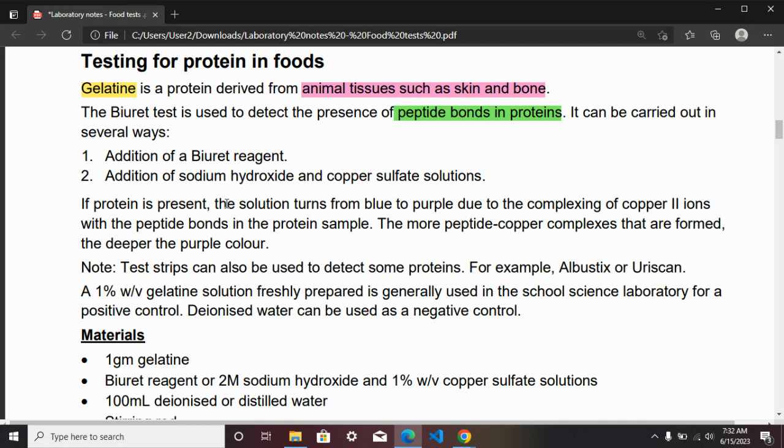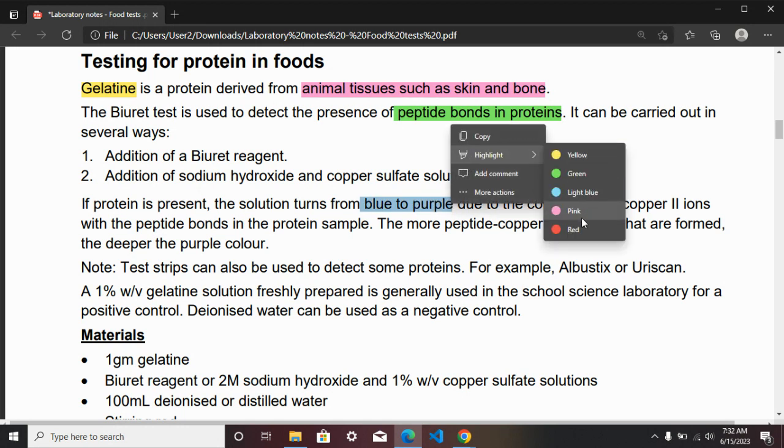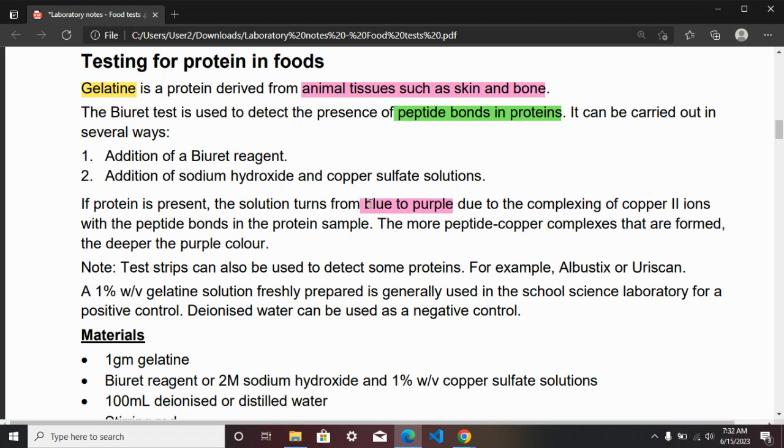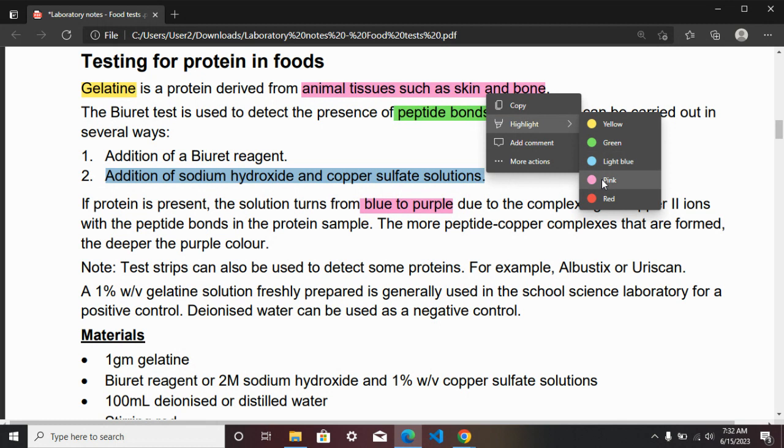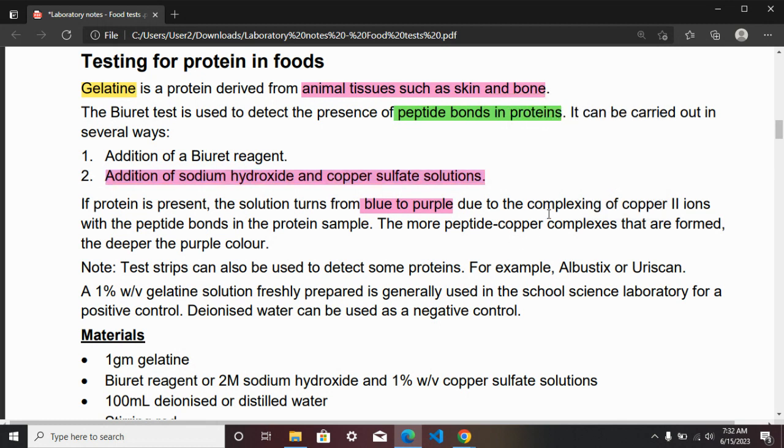So if protein is present, the solution turns from blue to purple. The solution that we added in the container where we are testing will turn from blue and change to purple due to the complexing of copper 2 ions with the peptide bonds in the protein sample. The more peptide copper complexes that are formed, the deeper the purple color will be.